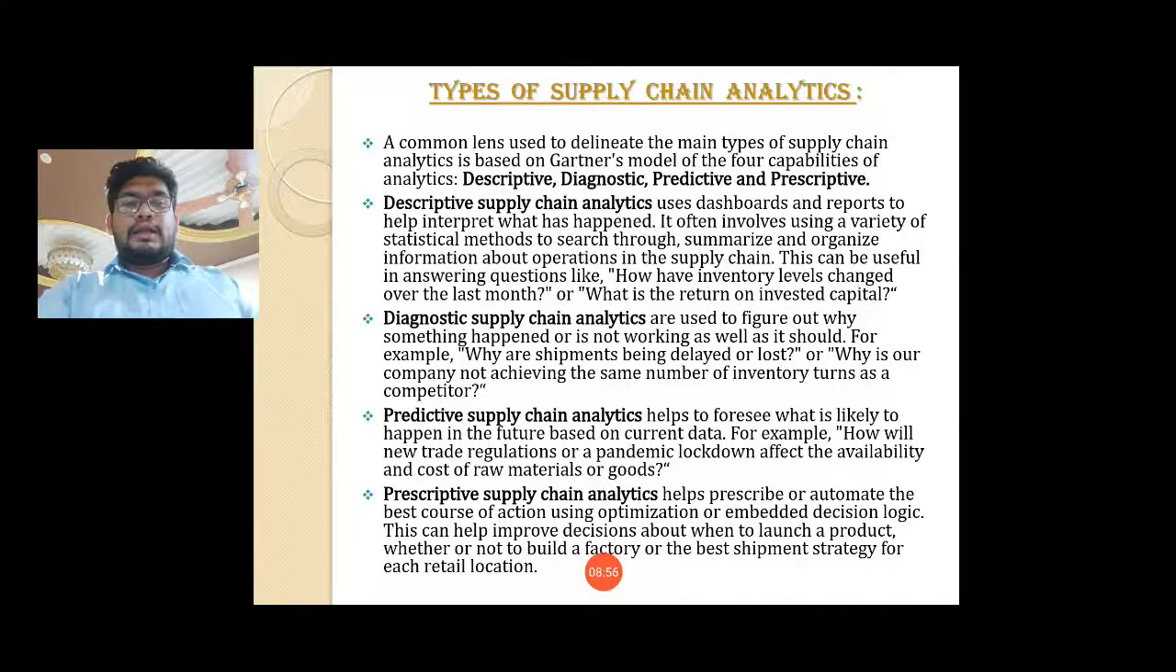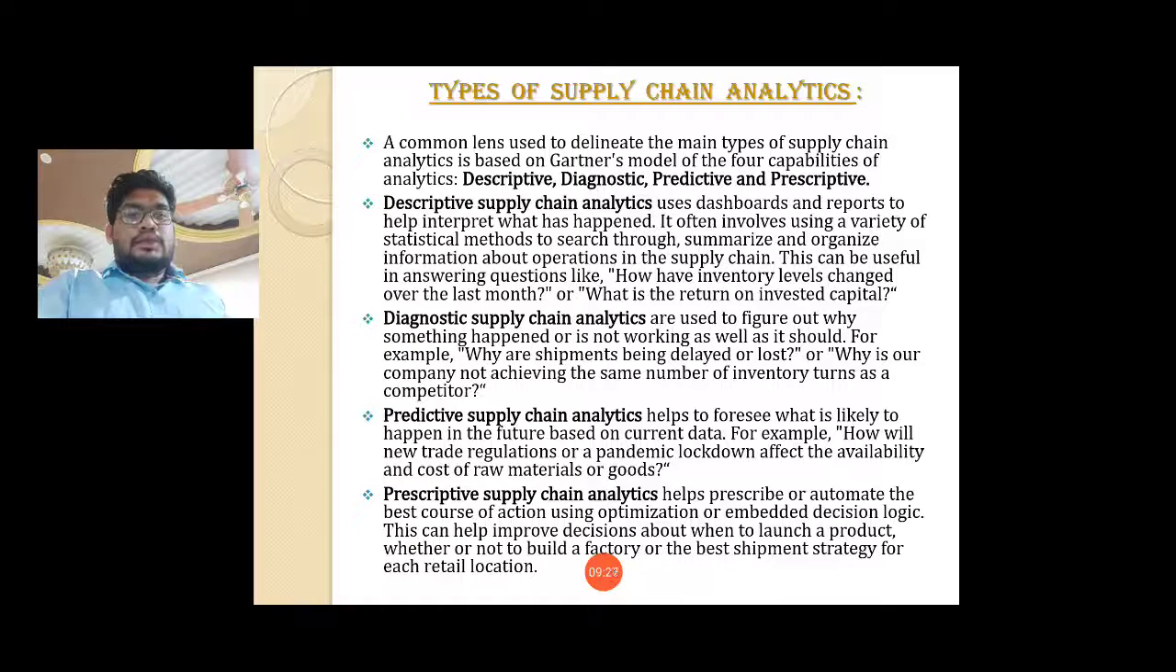Predictive supply chain analytics helps to foresee what is likely to happen in the future based on the current data. By looking at the past performance of the company or any organization or any competitor, we can see the demand for a particular product coming in the near future. For example, how will new trade regulations or a pandemic lockdown affect the availability and the cost of the raw materials of the good? So, it's a recent example taken into consideration.